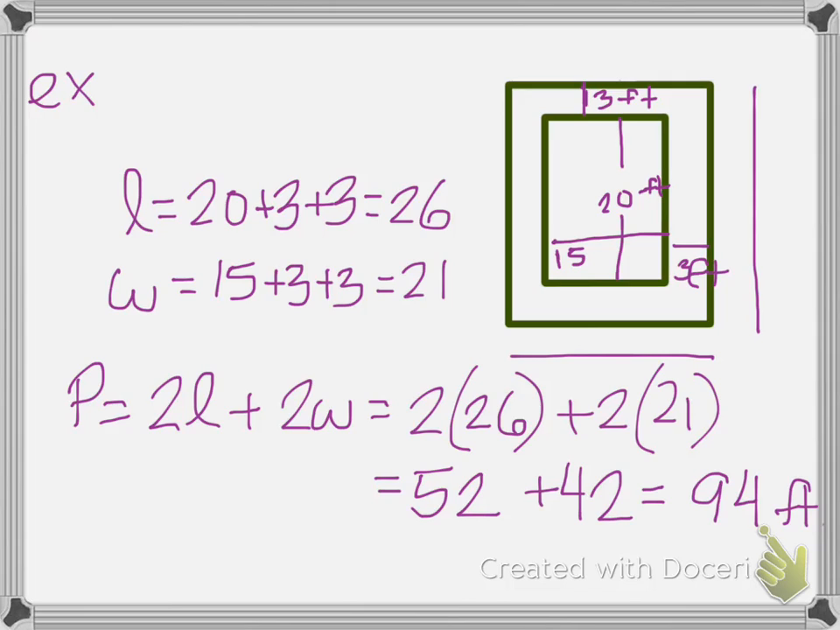The same type of problem can be done for a circle, except in the circles you're just using a different formula. That's pi times your diameter for the circumference. Alright, if you need to copy that down, go ahead and pause the video, otherwise the video will play on.